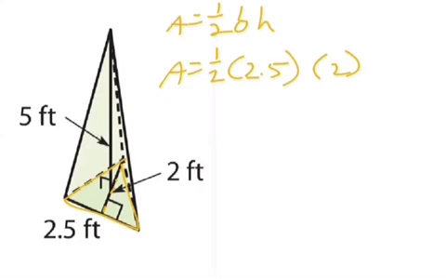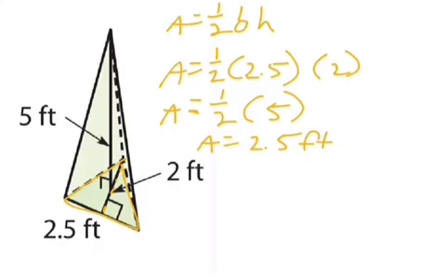So when you solve this, you start with 2.5 times 2, which I believe gets you 5. So you get 1/2 times 5. And the area should equal 2.5, because 1/2 of 5 is 2.5. And it'd be 2.5 feet squared. So we've now figured out the base. This equals the capital B right over here.